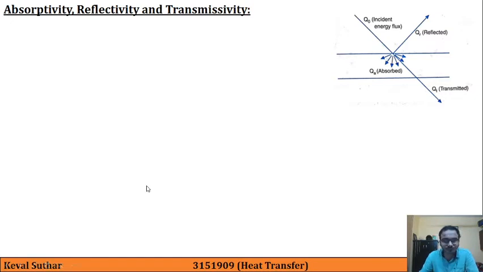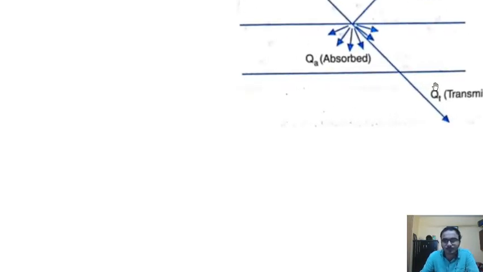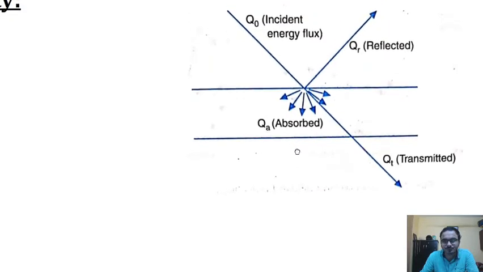So here, as you can see in this figure, consider this to be a surface on which this is the incident energy flux, that is Q0. So this is the input radiation energy which is striking this surface. There are three possible options of what is going to happen with this incident energy flux. First is, here it can be absorbed in this surface, that is QA. Second is, it can get reflected, or third is, it can get transmitted. So this Q0 can be a combination of these three.